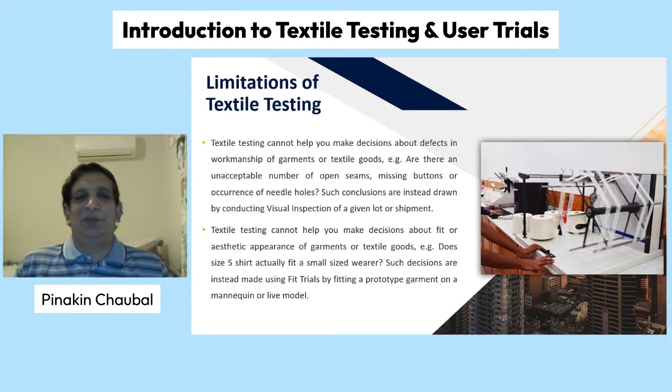Limitations of textile testing. Textile testing cannot help you make decisions about defects in workmanship of garments or textile goods. For example, are there an unacceptable number of open seams, missing buttons, or occurrence of needle holes? Such conclusions are instead drawn by conducting visual inspection of a given lot or shipment. Textile testing cannot help you make decisions about fit or aesthetic appearance of garments or textile goods. For example, does a size small shirt actually fit a small size wearer? Such decisions are instead made using fit trials by fitting a prototype garment on a mannequin or a live model.